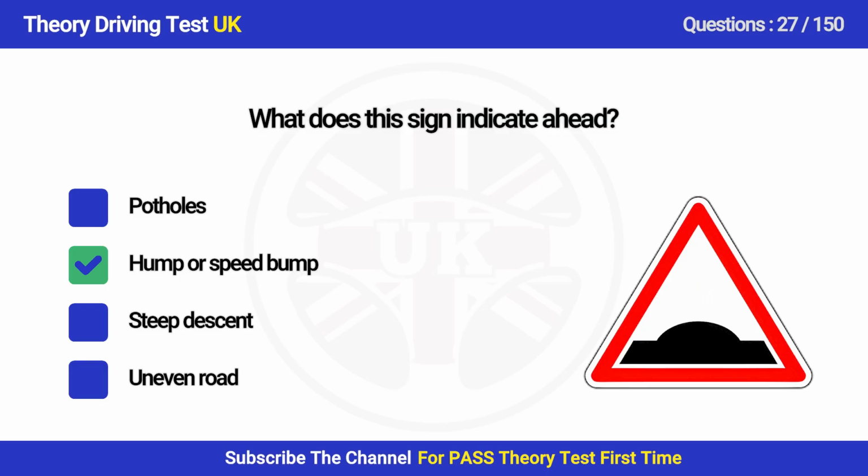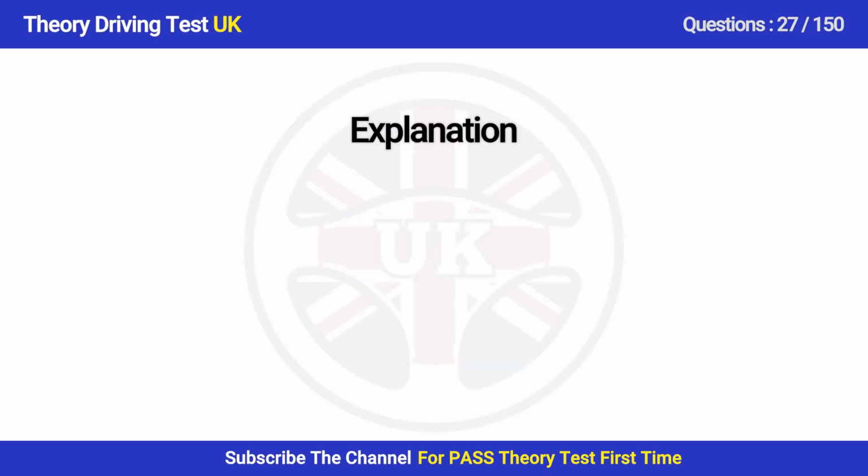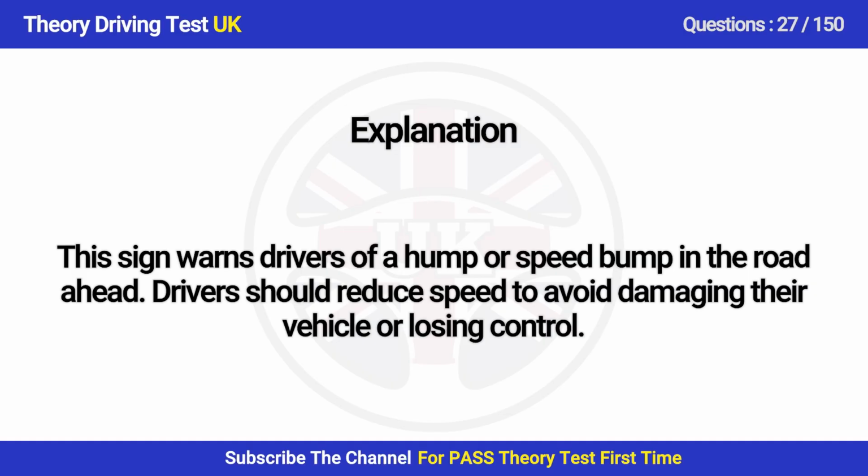Answer is B, hump or speed bump. This sign warns drivers of a hump or speed bump in the road ahead. Drivers should reduce speed to avoid damaging their vehicle or losing control.